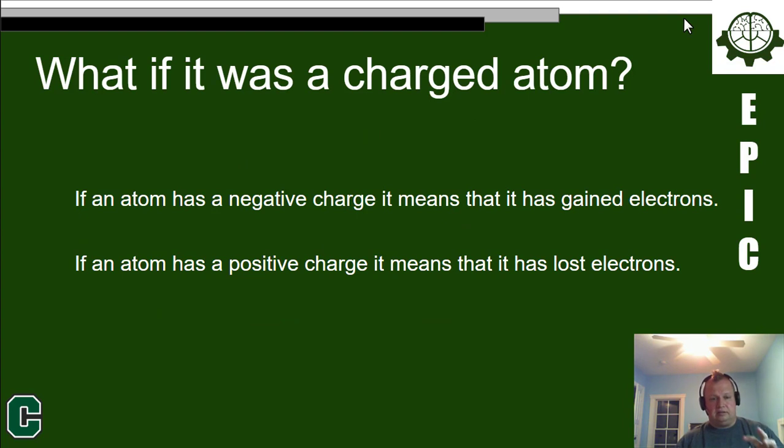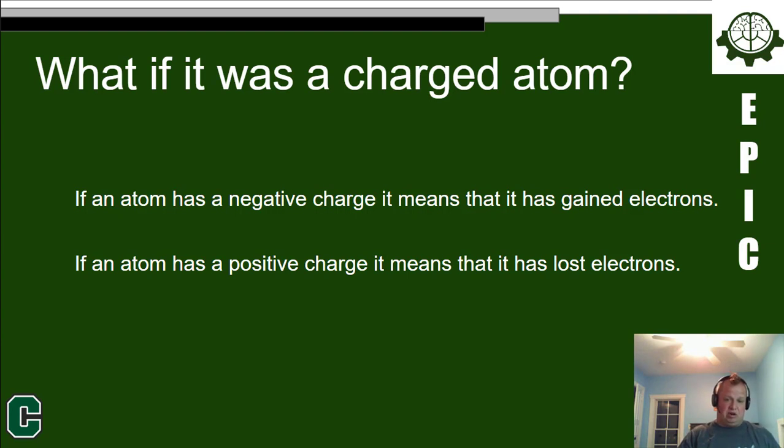The key here in this slide, I would make sure you pause on and write down: if an atom has a negative charge, it means it has gained electrons, right? It had the same number of protons and electrons. Some new electrons came in. There were no protons to cancel them out, so it became negative.